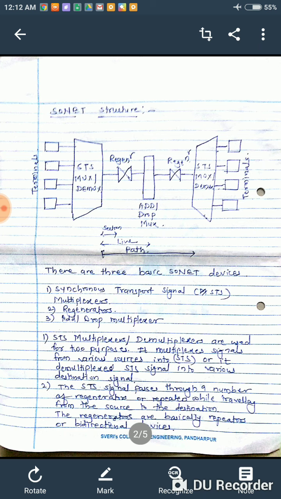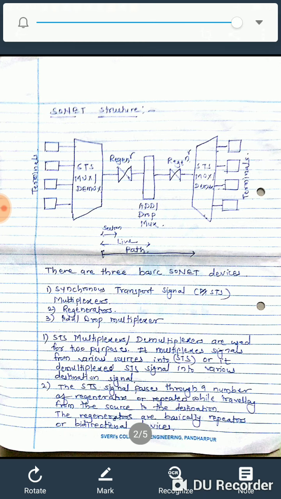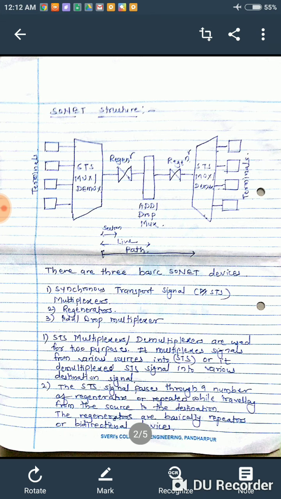If we see the first point, it is terminals. The terminals are nothing but the end users or the stations which are transmitting the signal. Then those signals are given to the STS multiplexer or demultiplexer. Its output is given to the regenerator. We will see that function. Just first see the flow of the blocks.